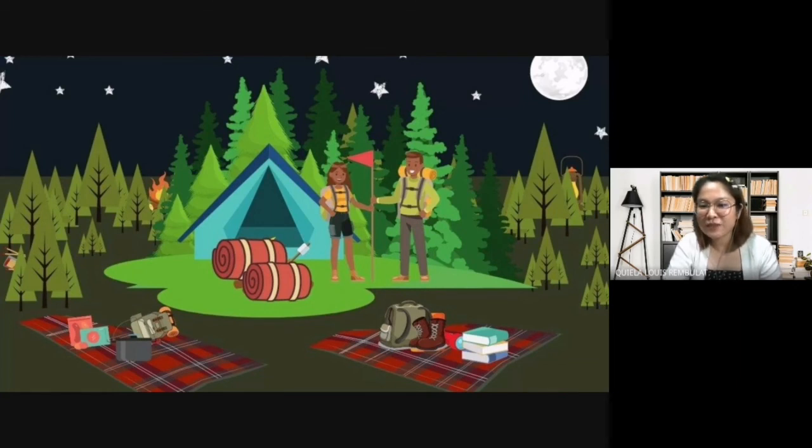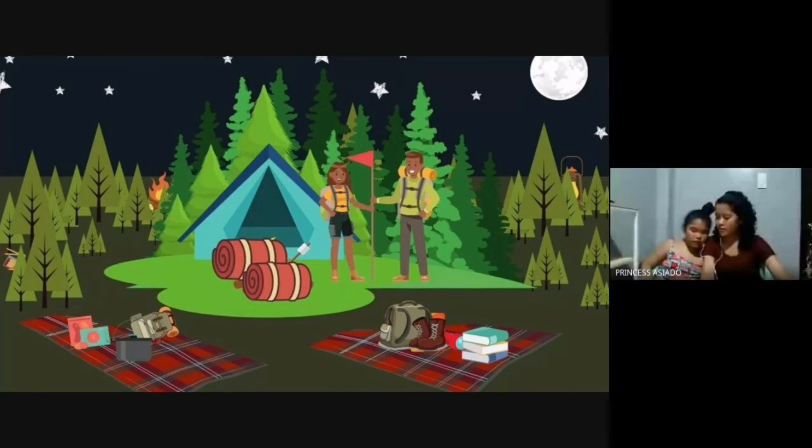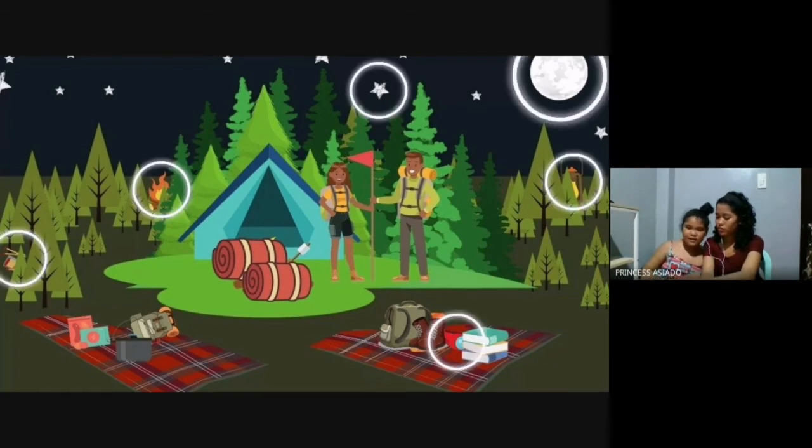Now, who can give me the list of the 6 items that will help Rita and her father in the dark? Who wants to share their answer? Raise your hand. Okay, go ahead, Princess. Natural: full moon and star. Artificial: fire, tree and thorn. Tree. That was flashlight. Flashlight.